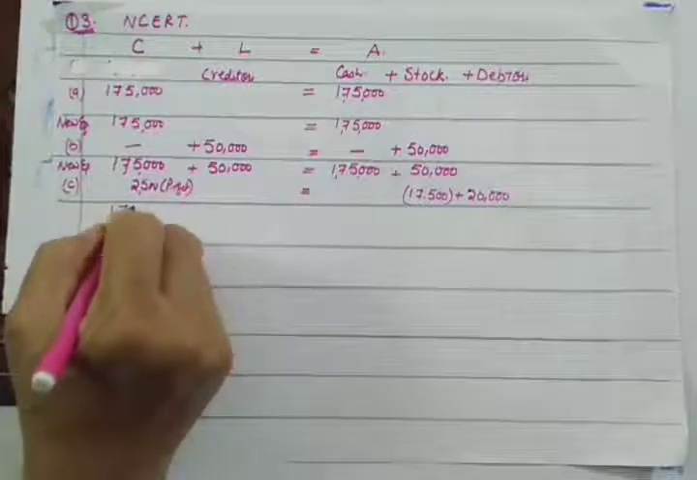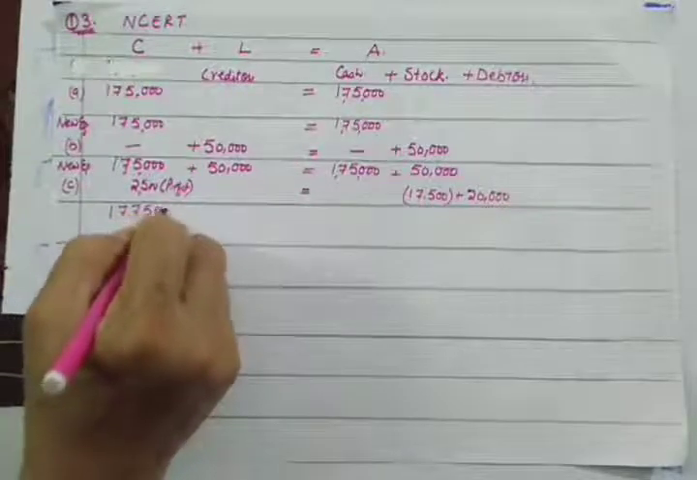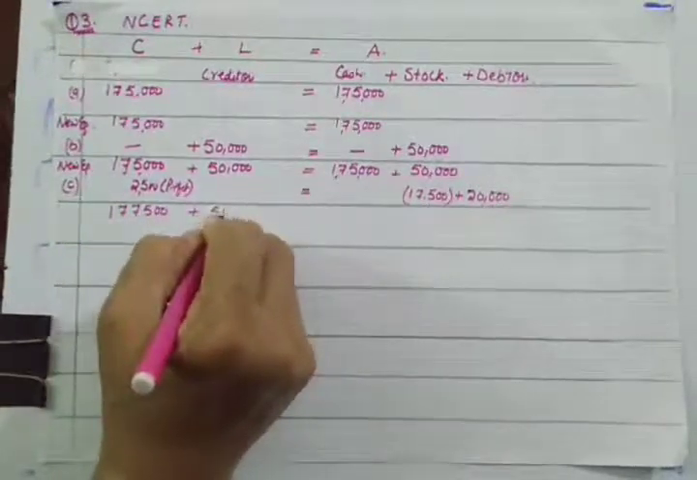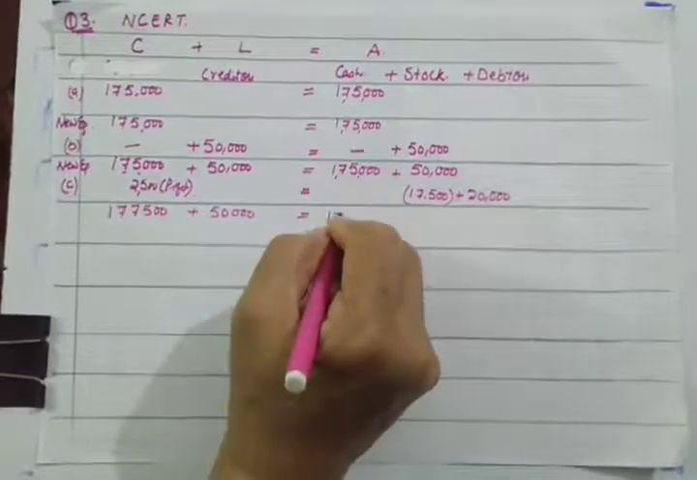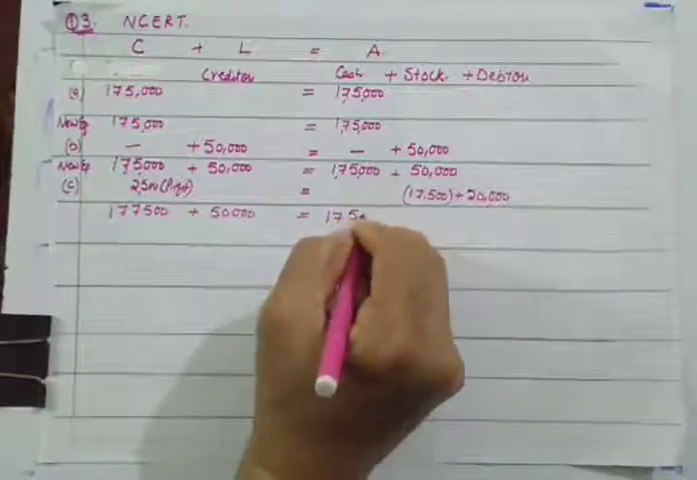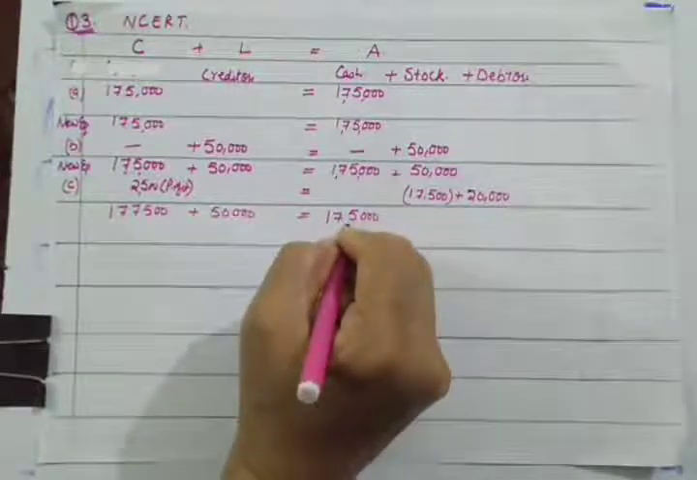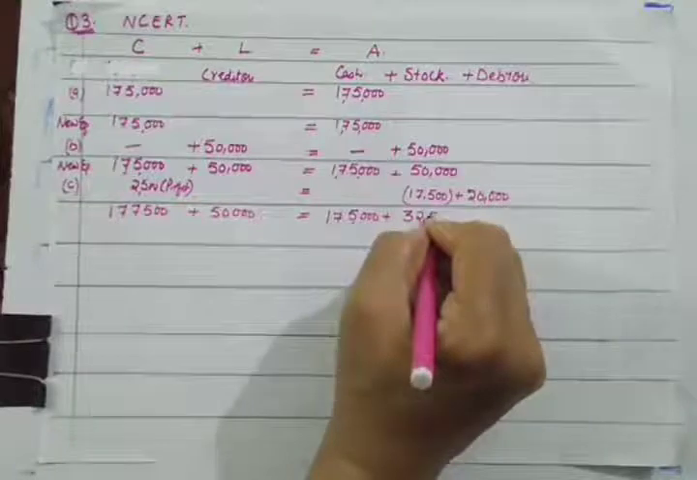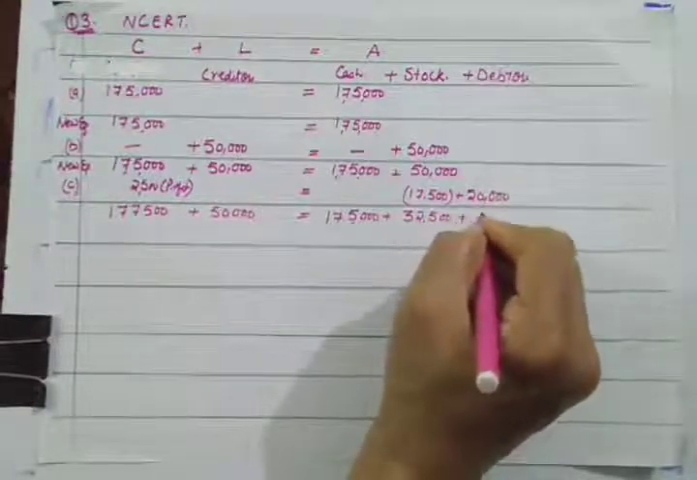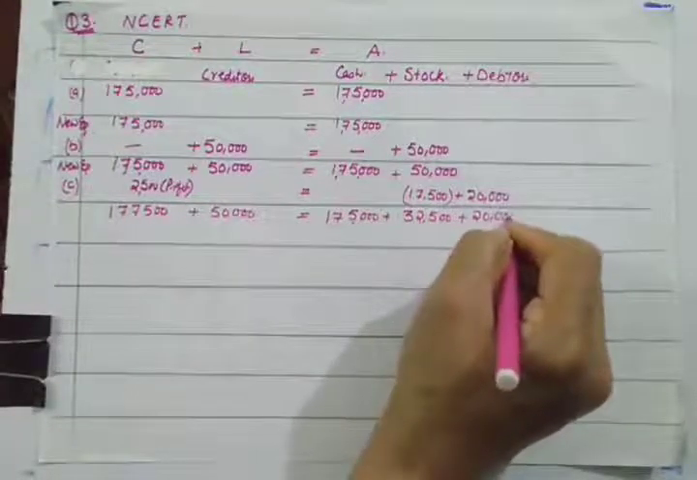Now let us see the impact of this transaction. This is 1,77,500 plus 50,000 is equal to 1,75,000 and this will be 2,500 plus 20,000.